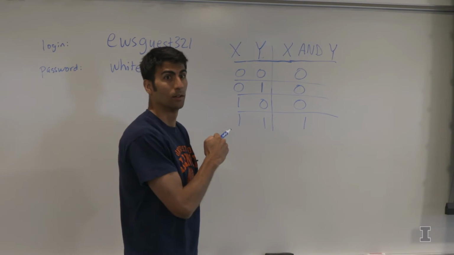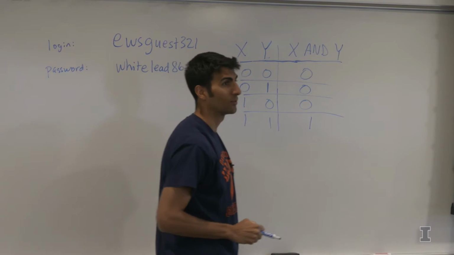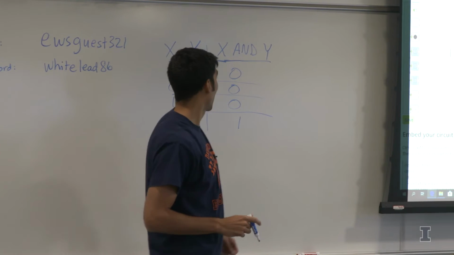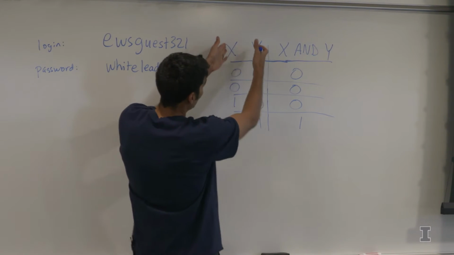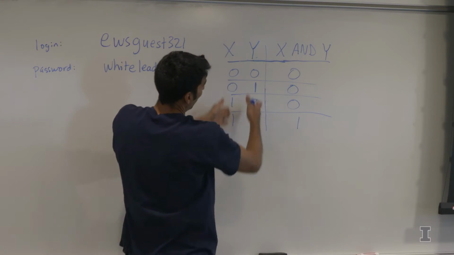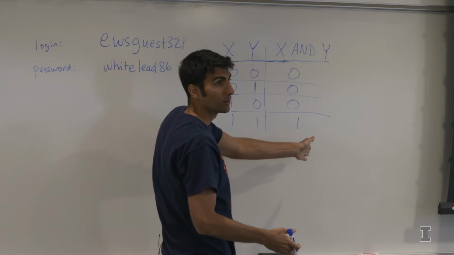Good. Okay, so this is the truth table for the AND gate. And again, just conceptually, this is a function. It's mapping two variables, X and Y, to one variable in output.